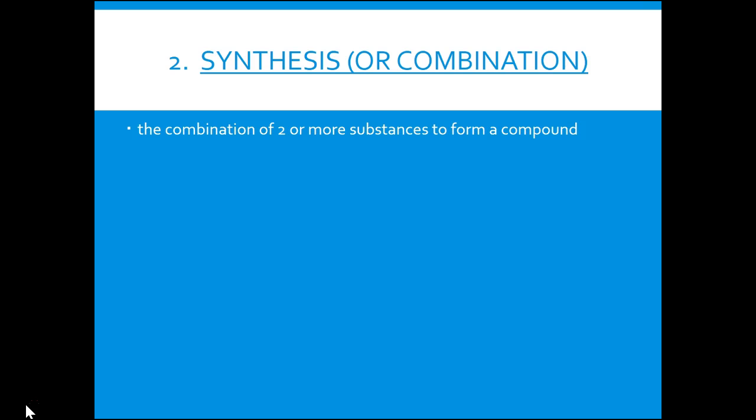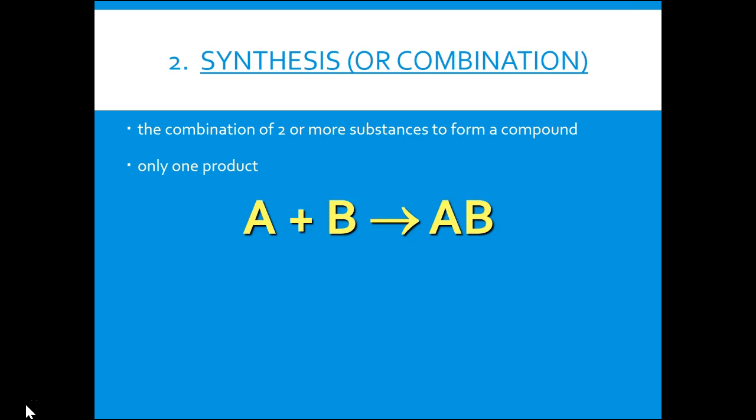So synthesis, basically a combination of 2 or more substances to form a single substance. The key here is that we have only one product. There's only one thing produced, and that's all that will ever be produced if it's a synthesis reaction. Generic of a synthesis reaction is A plus B, 2 little parts going to an AB, something that is more complex, but there's only one of them. So here we see it in the form of little particles. We see the red particle and the yellow particle on the reactant side, and then on the product side, we see them bonded together as a single compound.